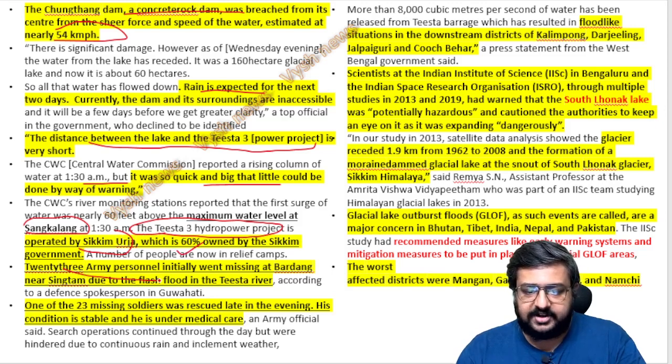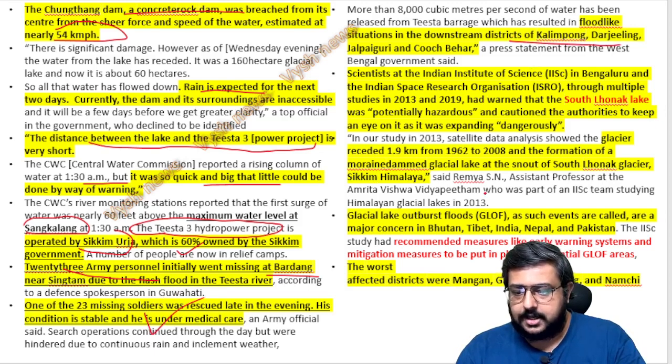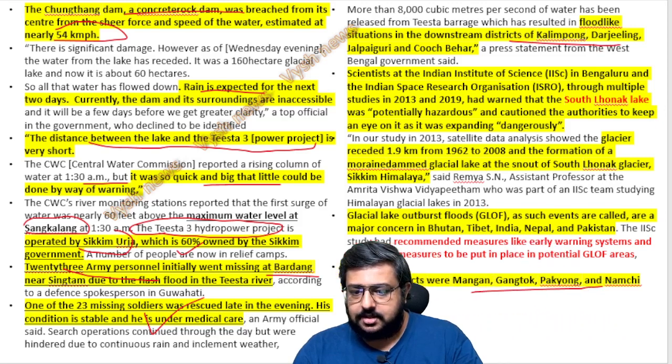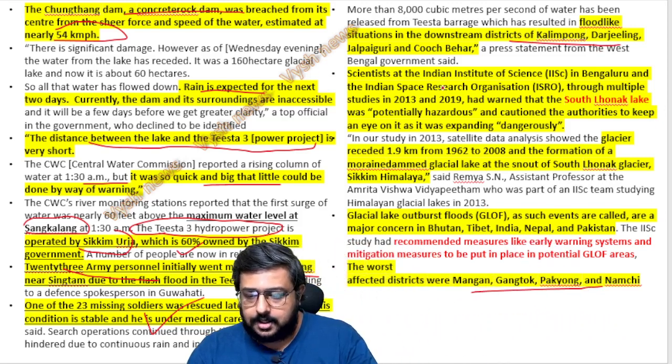23 army personnel went missing from this Bardang, and then one of them was rescued, and now he is in stable condition and under medical care. Okay, so you can Google the latest updates. If any more major thing happens, anyway I will make a separate video. So the major districts, if you see, Darjeeling, Mangan, Gangtok, Pakyong, Namchi, these are the places most affected by this.